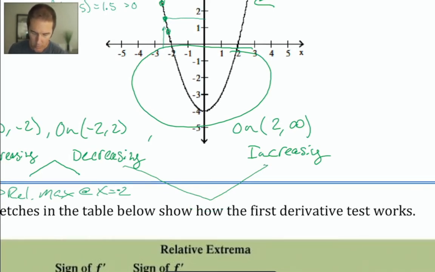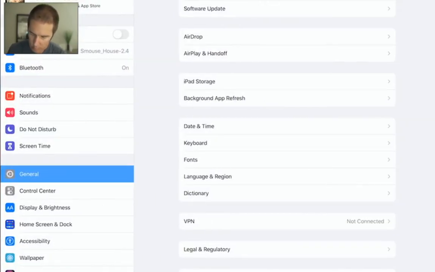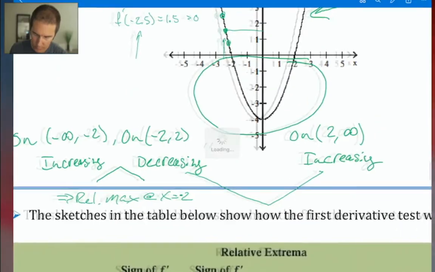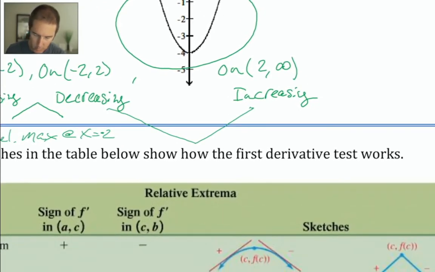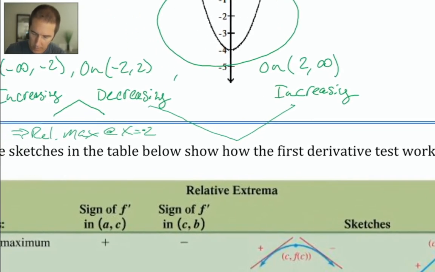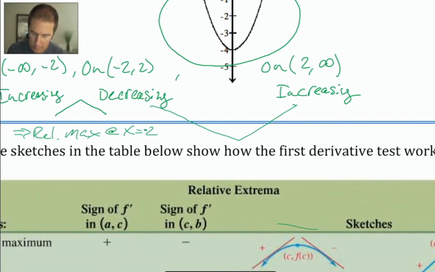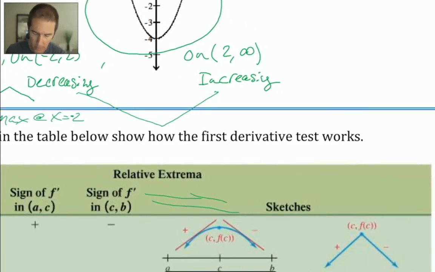So, I don't know how that happens. I don't know what it is that I do. And then I have to enable my pen again, and then pick my pen color. Now I'm drawing with my finger. It's so weird. Technology. Relative minimum at x equals +2.